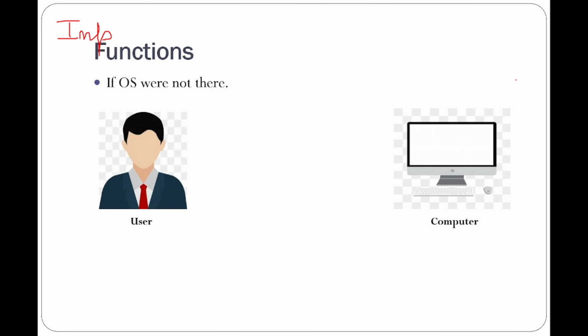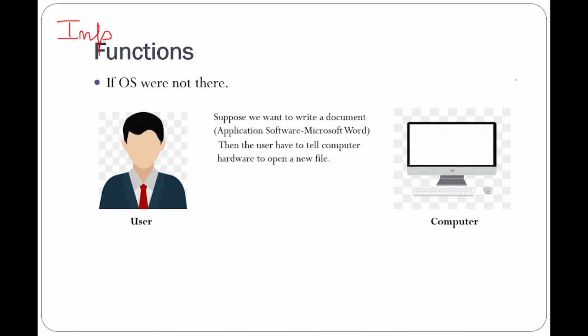Again we will have a user, and again we will have a computer. This user wants to interact with the computer. Suppose this user wants to write a document, or write something in Microsoft Word and save it in memory. So it's a basic task of writing something and saving it. Then the user has to tell the computer hardware to open a file. Suppose the OS was not there, then we would have to write certain commands to open a new file. So things would not be as easy as a click.